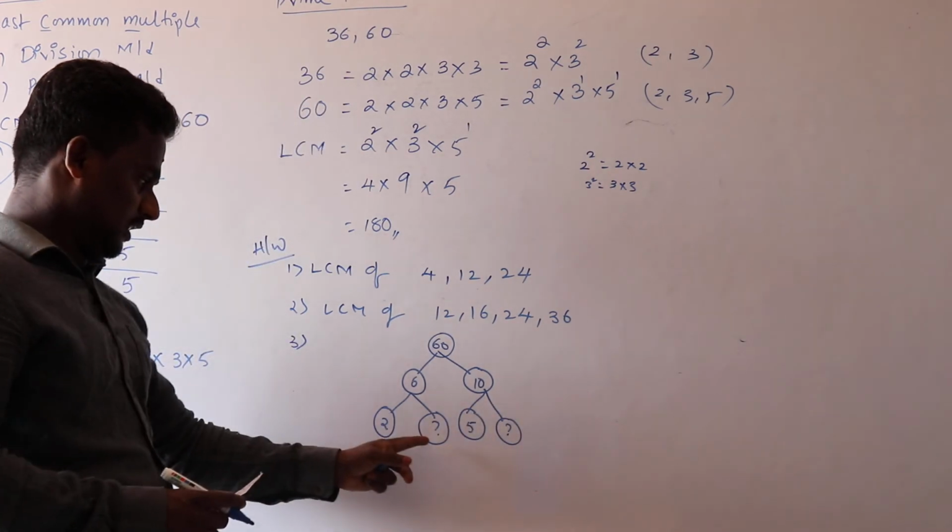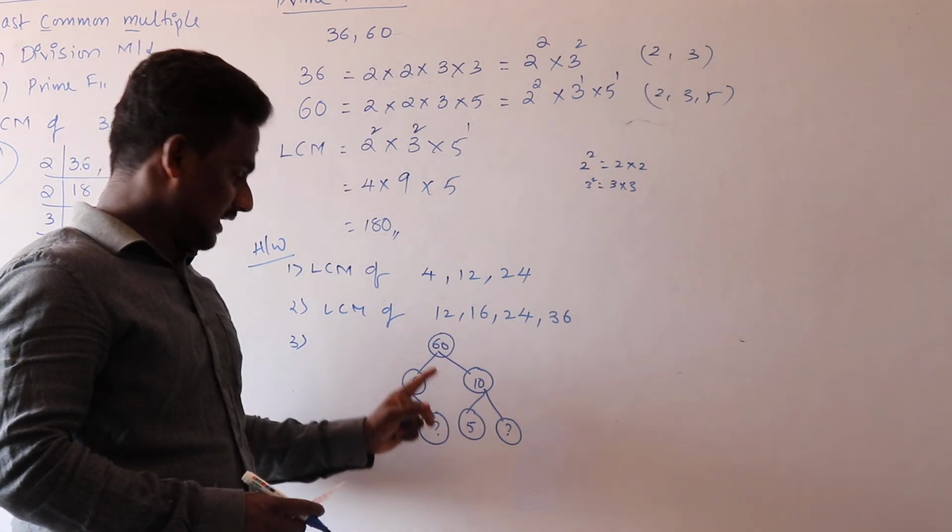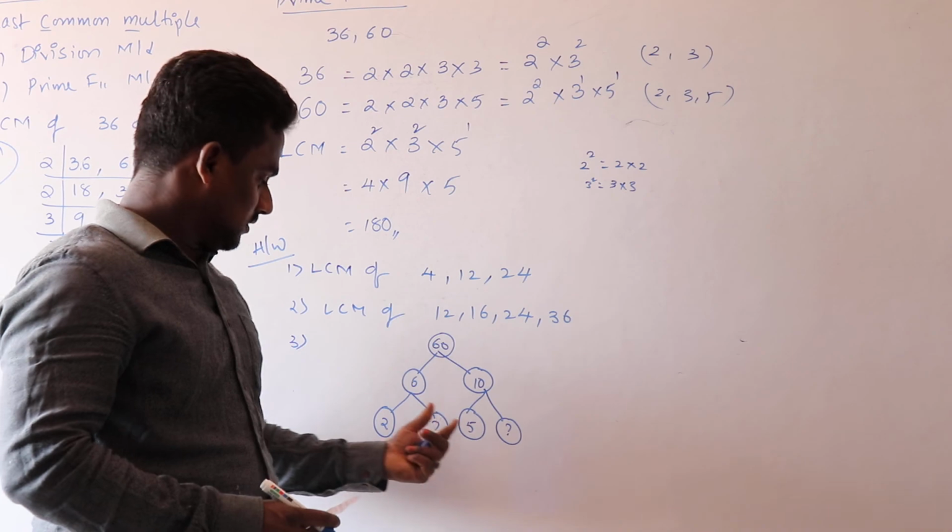Now fill these circles. What are the values for them? This is called the tree method. In the tree method, each value is given. Okay? So this is the homework.